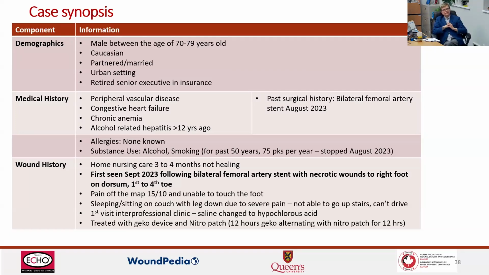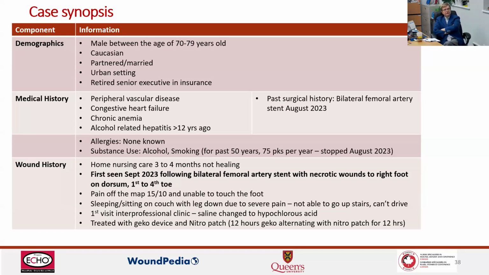He used it occasionally. He smoked for 50 years, up to 2 packs a day. So he had 75 pack years of smoking, and he stopped in August of 2023 when they wanted to amputate his leg below the knee. Home nursing care for 3 to 4 months, not healing. First seen following his bilateral femoral artery stents with necrotic wounds to the right foot.